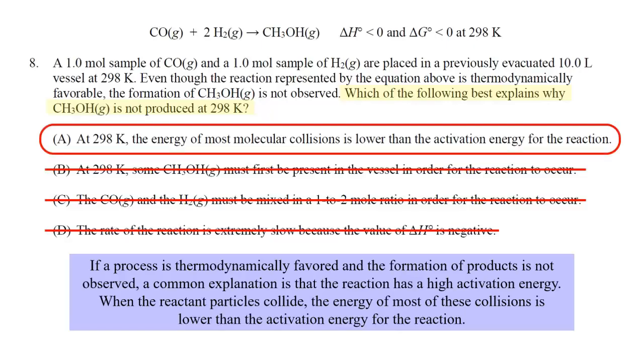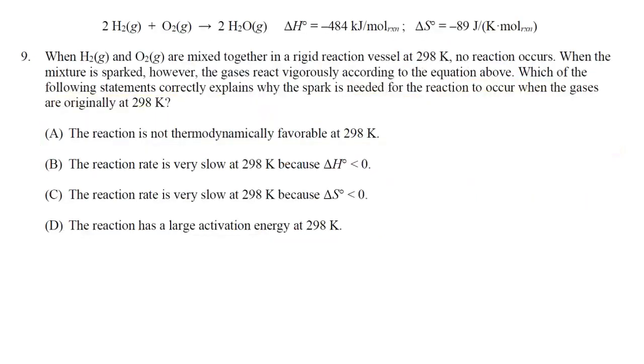So the correct answer to question 8 is choice A. At 298 Kelvin, the energy of most molecular collisions is lower than the activation energy for the reaction. So a very slow reaction rate, a very high activation energy is the explanation. All right, well, that is the answer to question 8. Now, let's take a look at question 9.